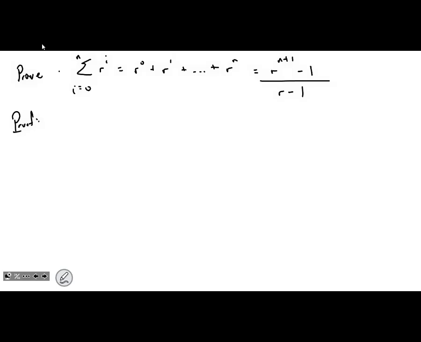Okay. So prove the sum from i equals 0 to n of r to the i, which is r to the 0 plus r to the 1 all the way out to r to the n, is equal to r to the n plus 1 minus 1 over r minus 1. So prove by induction.